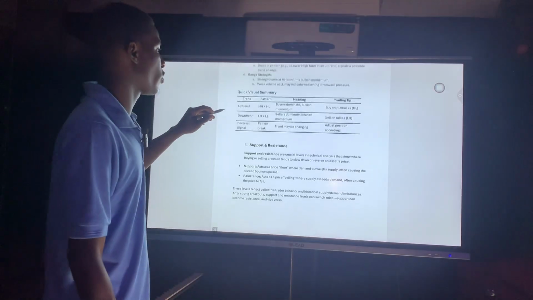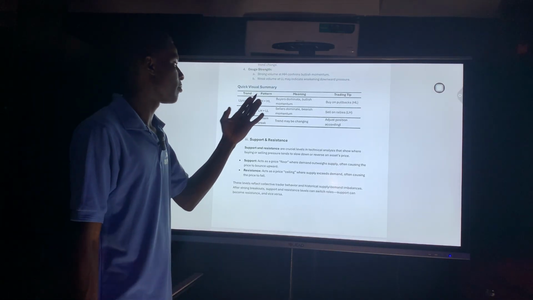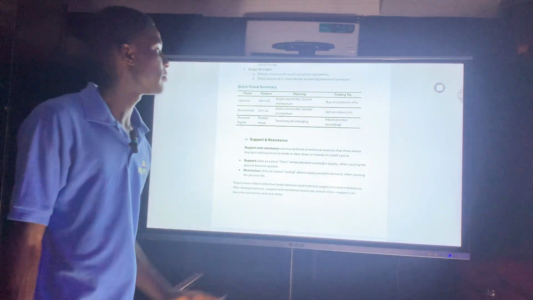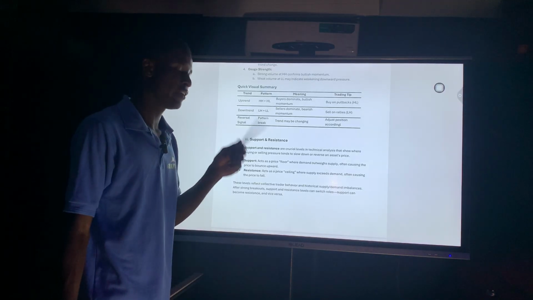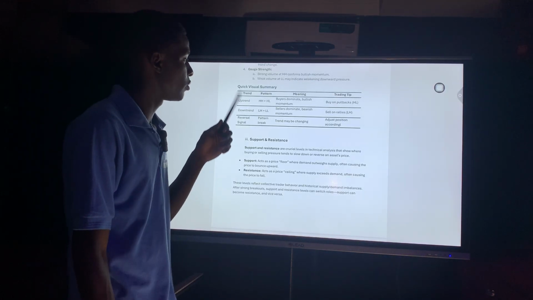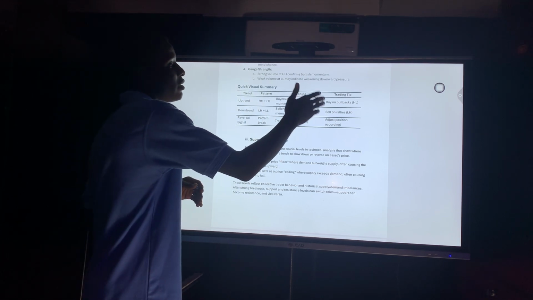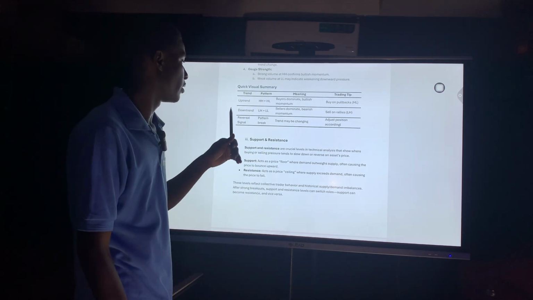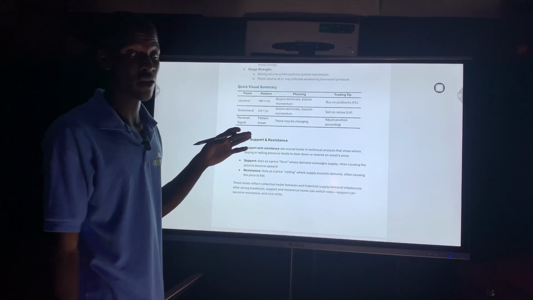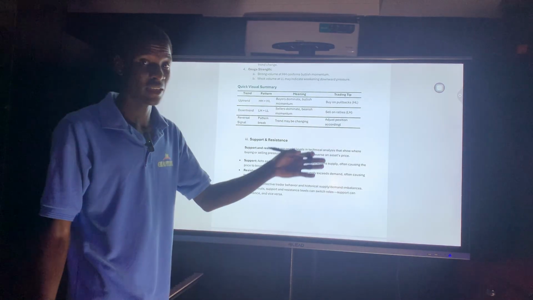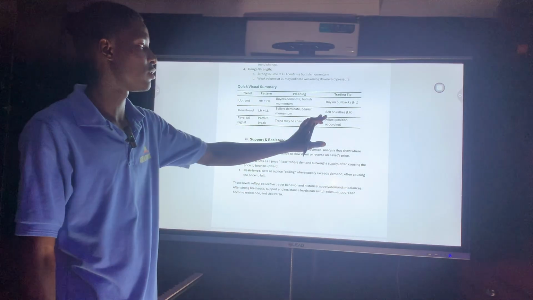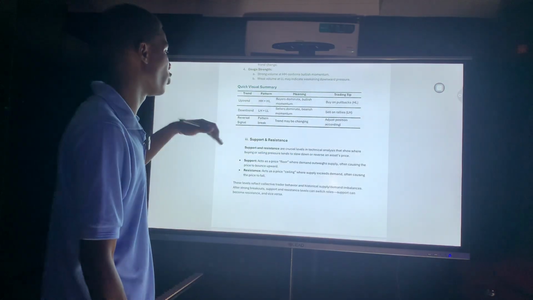So what is the quick visual summary? We have the trend, pattern, meaning, and trading tip. For upward, we have HH plus HL. Buyers dominate, bullish momentum, buy on pullbacks. Then we have the downward trend, we have the LH and LL. So sellers dominate, bearish momentum, sell at rallies, which is the lower high.